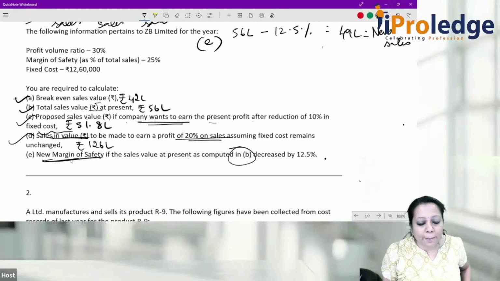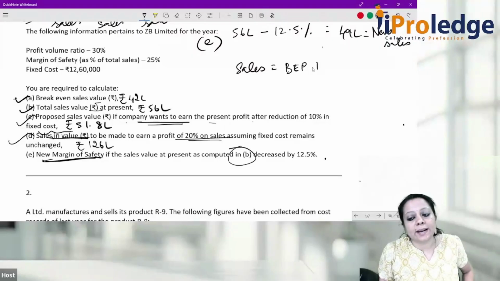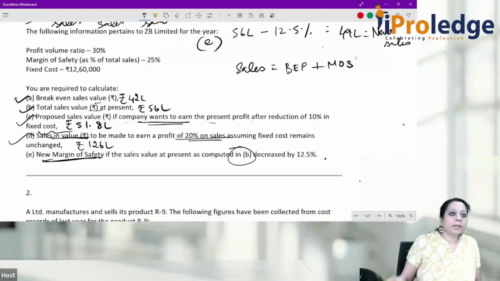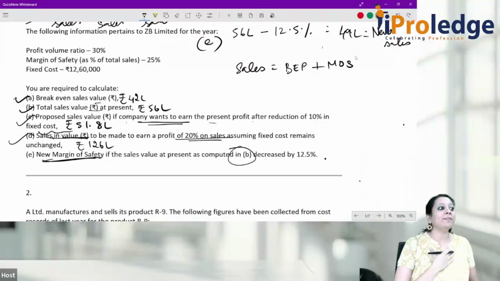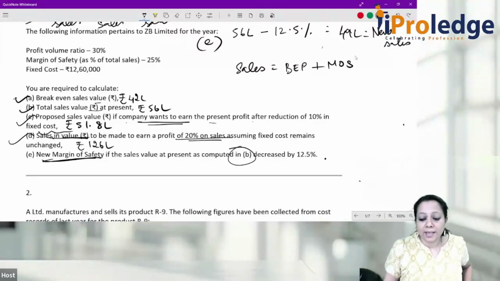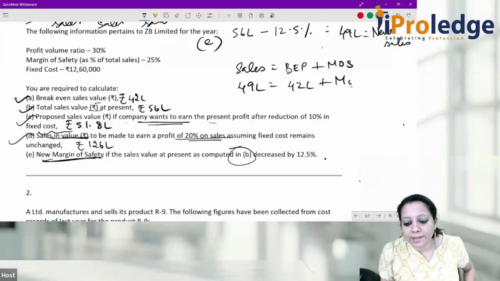Now they are asking us for the margin of safety. You can do the marginal cost sheet also. But we all know that sales is equal to BEP plus MOS. The total sales is changing, but BEP will not change. BEP is 42 lakhs. Total sales is 49 lakhs, so 49 lakhs equals 42 lakhs plus MOS.